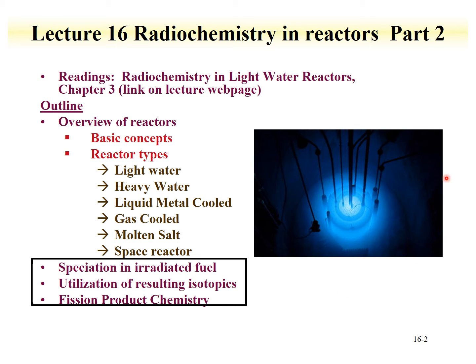Here's a picture of a reactor. This is a research reactor, and this blue glow that is around the reactor is Cherenkov radiation. Cherenkov radiation occurs when particles travel faster than the speed of light within that media. So in this case, the particles that are coming out from the reactions occurring in the reactor initially travel faster than the speed of light. They get blue shifted, so you see this Cherenkov radiation.